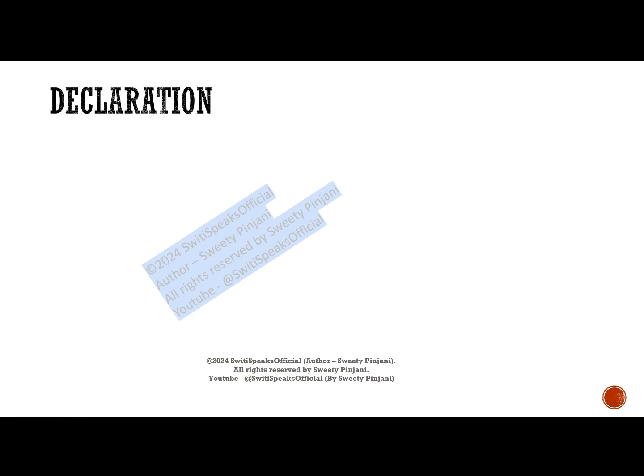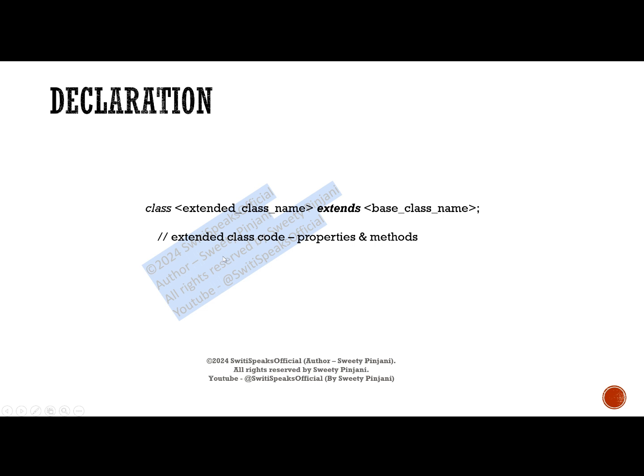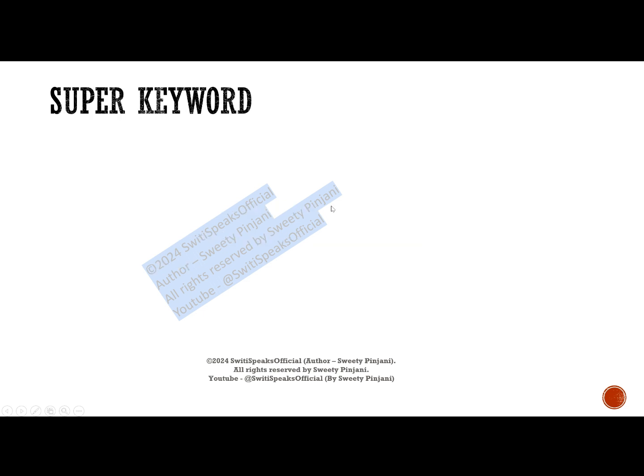Let us understand the declaration. You have a class, and you can give whatever name you want, say extended class, extends your base class. Whatever name of your extended class extends whatever name of your base class. Here you can have the extended class code. You can have some properties and methods in your extended class and then end class. The main keyword is extends, which signifies that it is an inheritance.